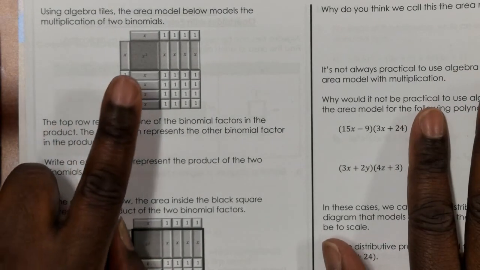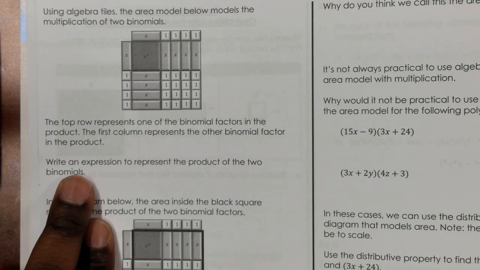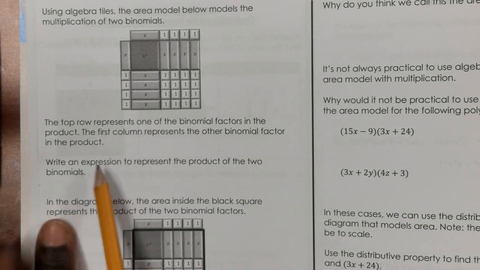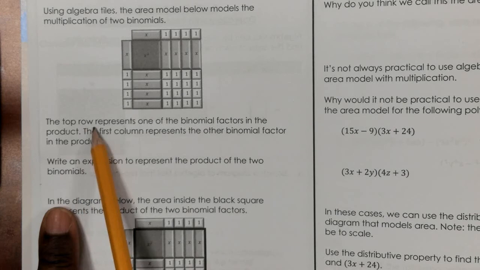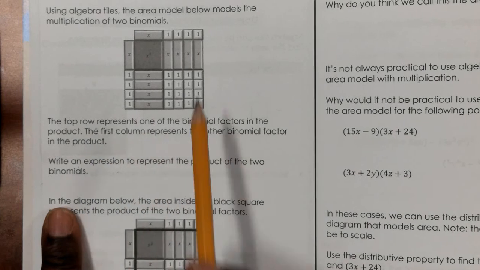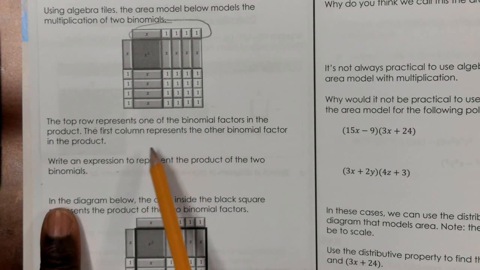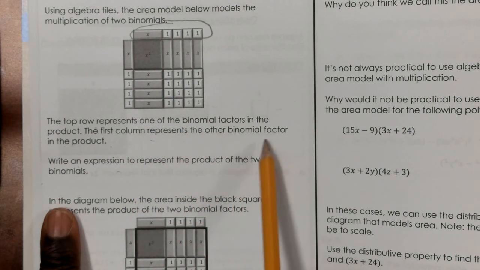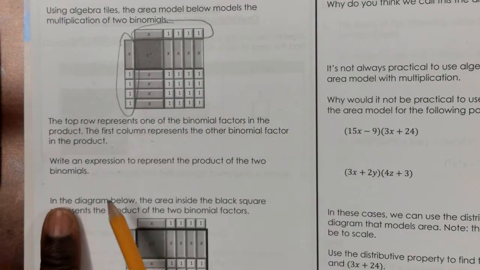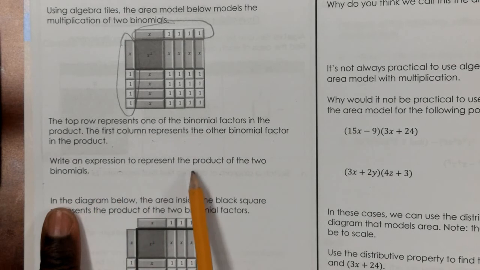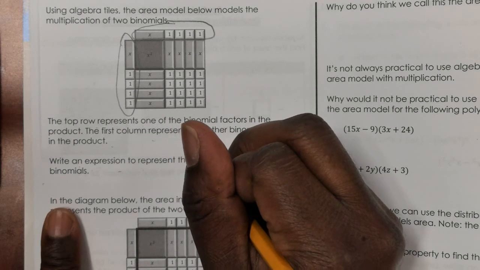it says using algebra tiles, the area model below models the multiplication of two binomials. And right down here it says write an expression to represent the product of the two binomials. It says the top row represents one of the binomial factors, so this part right here. And the first column represents the other binomial factor in the product, which is this one right here. So write an expression to represent the product. Remember that word product. What does product mean? That means multiplication or times.